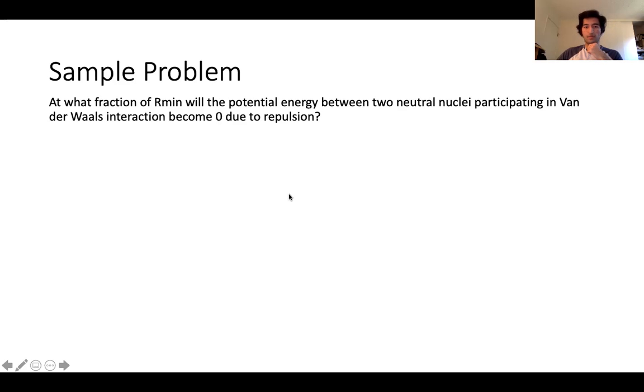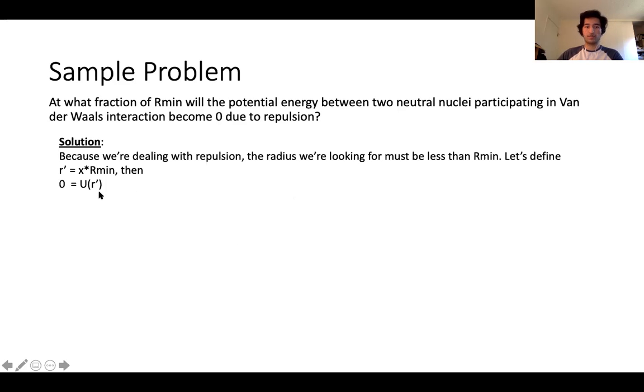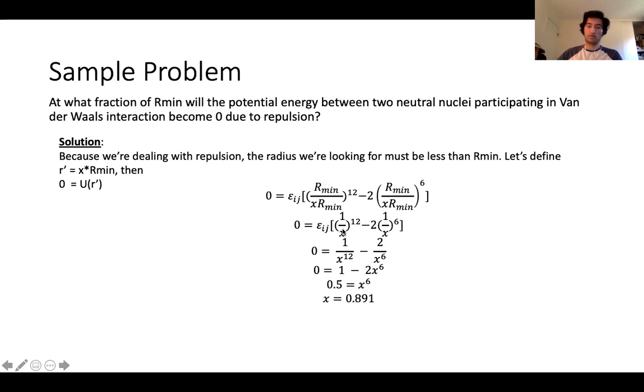Okay, so I hope everyone has had at least a little bit of time to think about this problem. So now I'll go over the solution step by step. Like I mentioned for the setup, we have R prime is equal to x times R min, where x is just going to be some fraction between 0 and 1. So if x is 0.9, then that means you compress R min by 10%. And here we're setting the potential energy to 0. And so if you step through the calculations, this is what will happen.